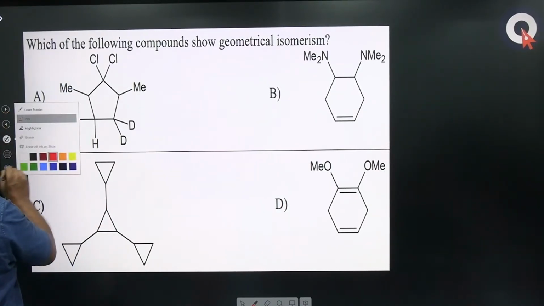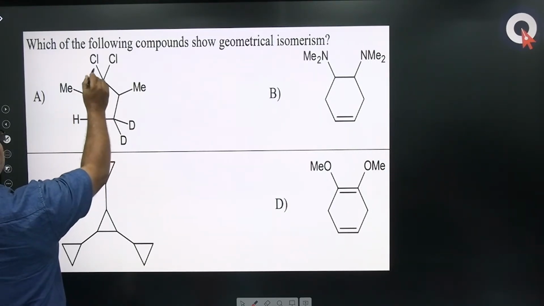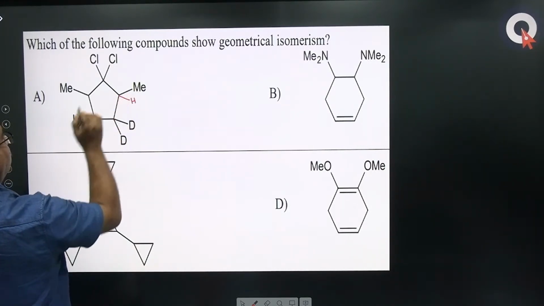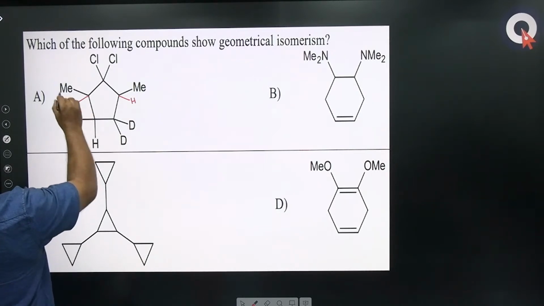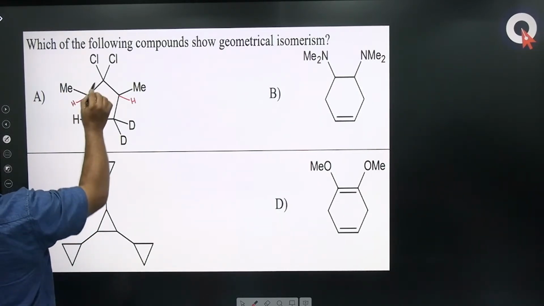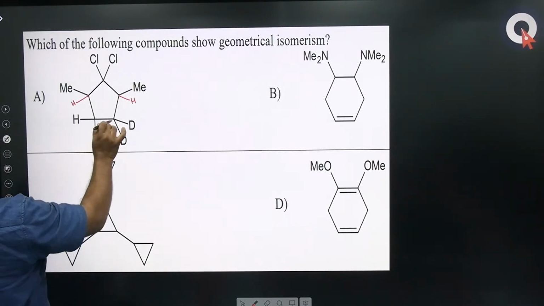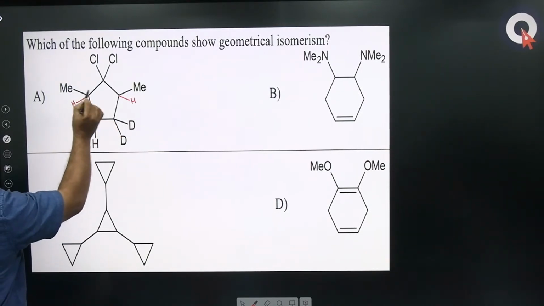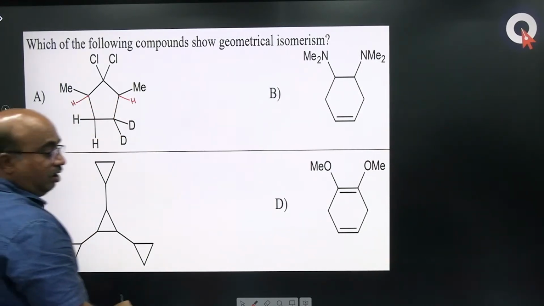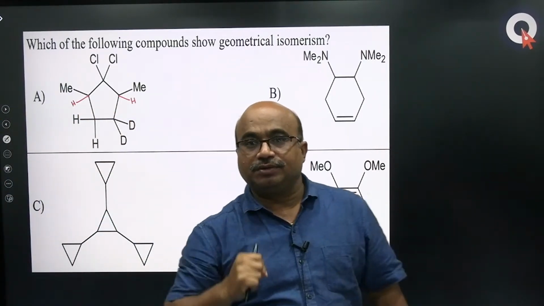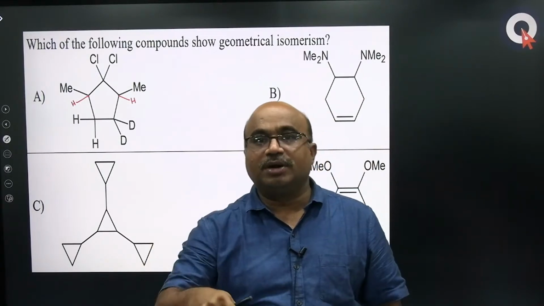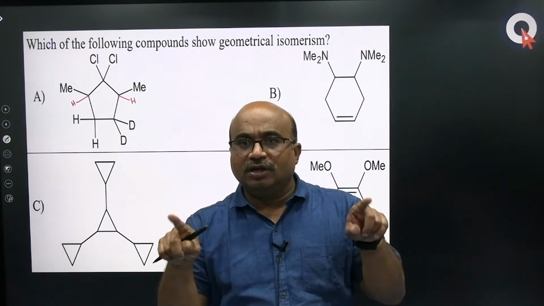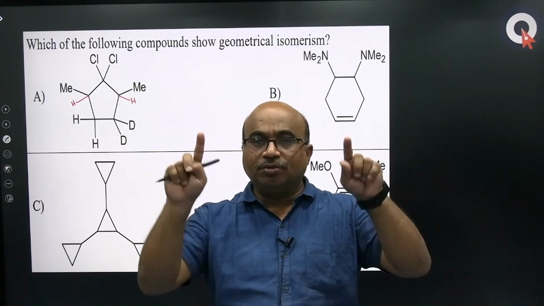So what we see here at this carbon is Cl and Cl, the two groups are same. But at this carbon we see hydrogen and methyl. Here also there is a hydrogen and methyl. But this carbon has two hydrogens, and this carbon has two deuterium. So in this case, with these two carbons having methyl and hydrogen, two different groups at the particular carbon, they can show geometrical isomerism. So minimum there must be two carbons showing this difference in the groups attached.